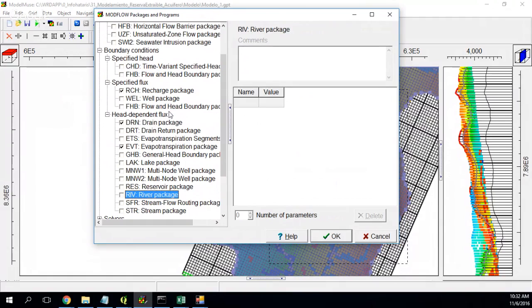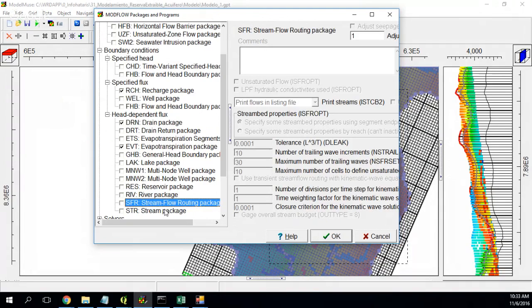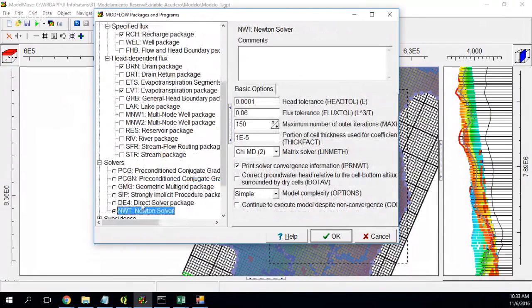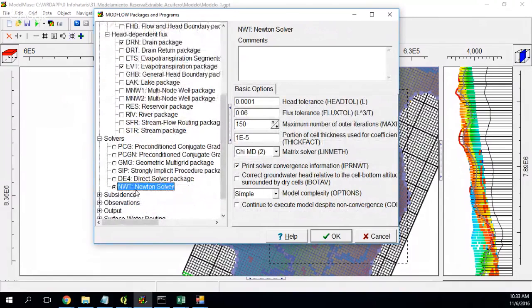Then we have the river package, which is similar to the drain package, but here the river can gain or lose water. And here we have the streamflow routing package, where all the water on the unsaturated part that was not infiltrated can go as surface runoff, and you can do the routing on this. Okay, then we have the solvers. NWT is actually a solver, but if you use MODFLOW 2005, in my experience you most probably use PCG, and when you use NWT, you use the Newton solver.